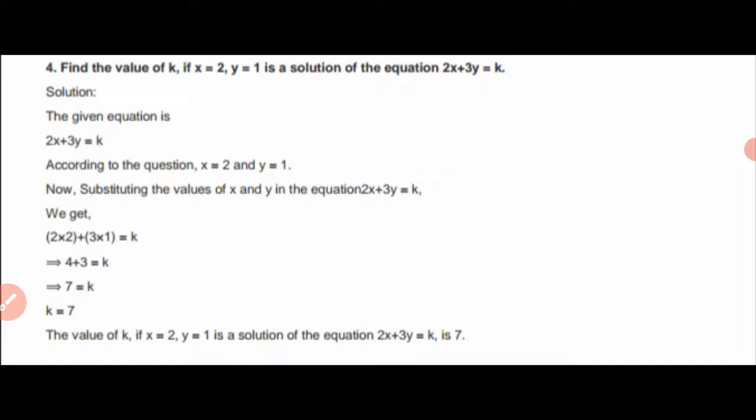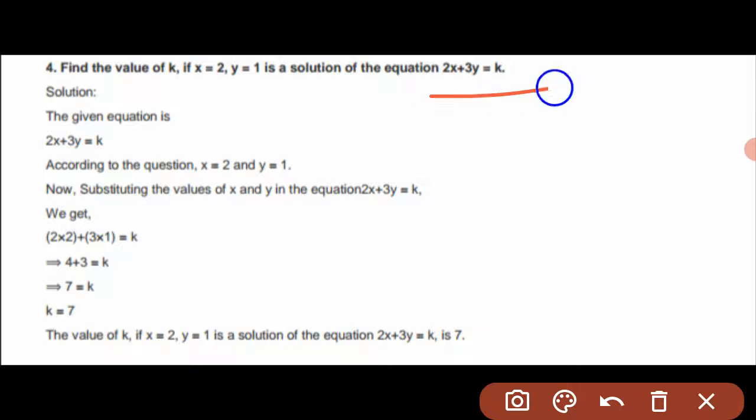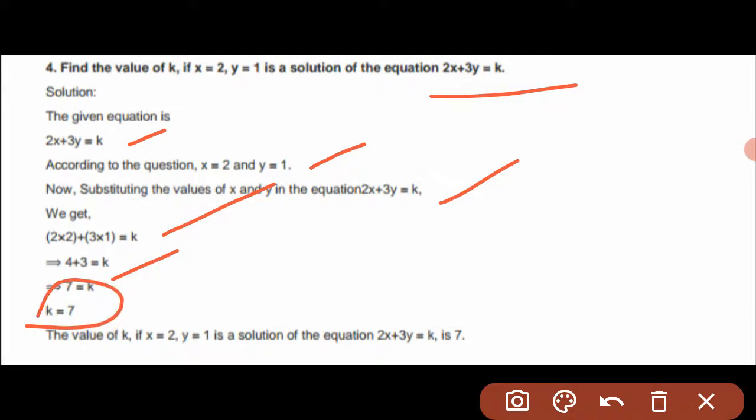Now after this, see question number 4. Find the value of k if x equals 2, y equals 1 is a solution of the equation 2x plus 3y equals k. According to the question, x equals 2 and y equals 1. Substituting the values of x and y in the given equation, we get 2 into 2 plus 3 into 1 equals k. Now 4 plus 3 equals k, so the value of k equals 7.